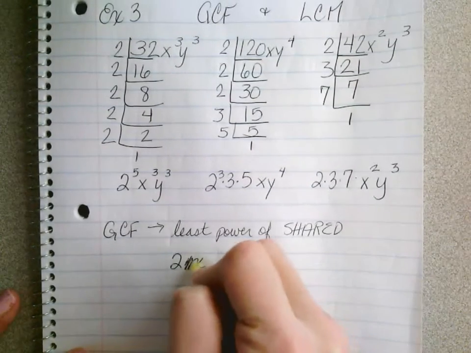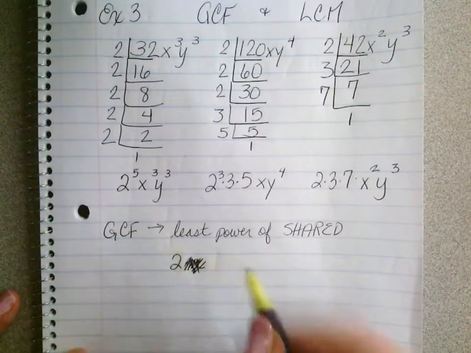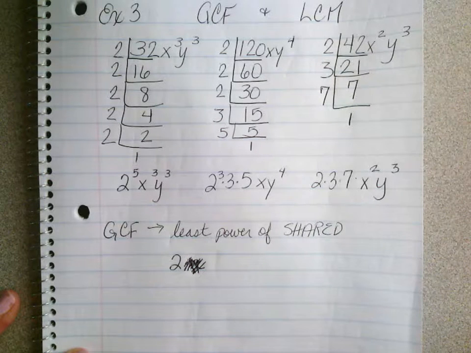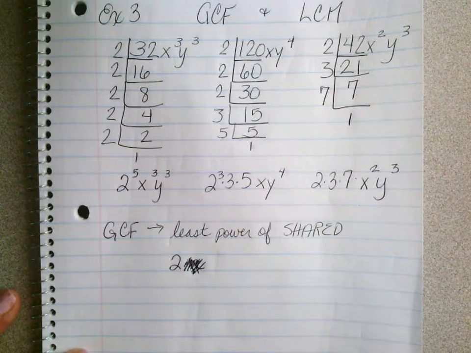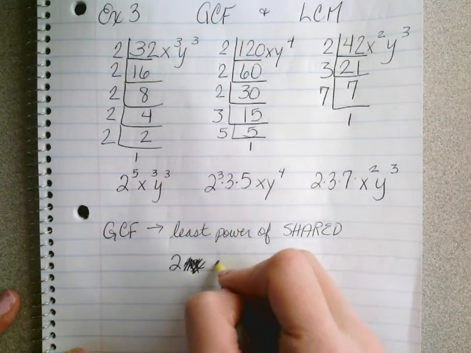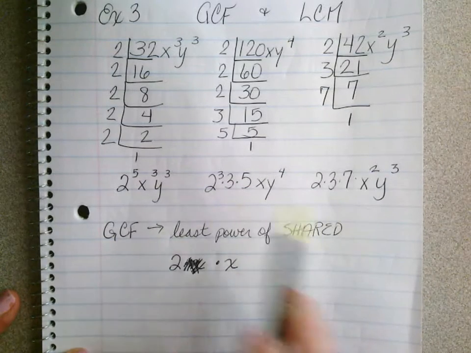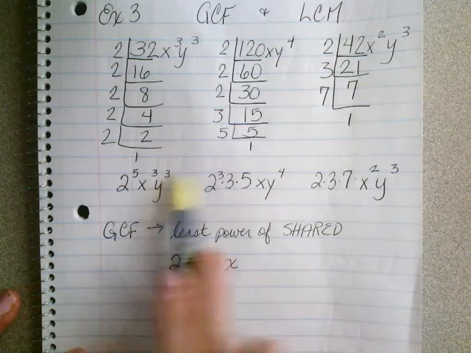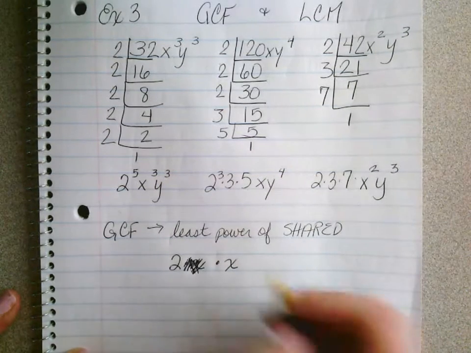Oops, I shouldn't have skipped ahead. Do they all have 3's? No. Do they all have 7's? No. Okay, that's why I skipped ahead. So numerically, the only thing they share is a 2. You guys get that? They also all have x, the least of which is a first. They all have y, the least of which is cubed.